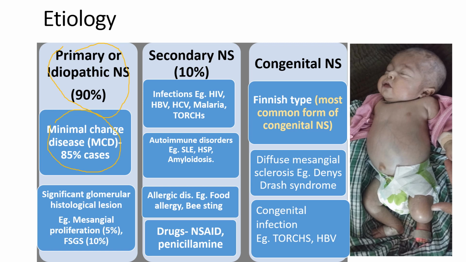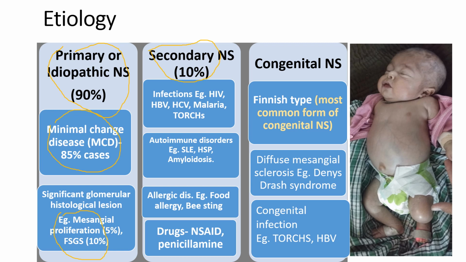Rarely significant glomerular histological lesion, example mesangial proliferation or focal segmental glomerulosclerosis, which is present hardly in 5 to 10% cases. And sometime after some infection or autoimmune disorder or allergic or after some drugs, patient can develop the secondary nephrotic syndrome in 10% cases.